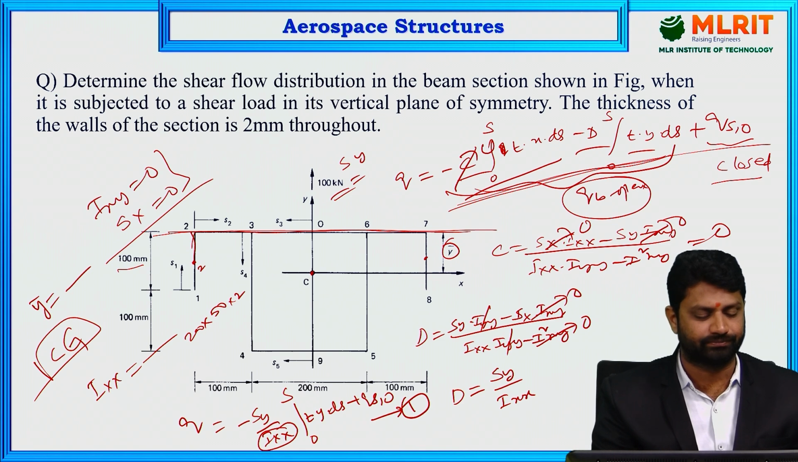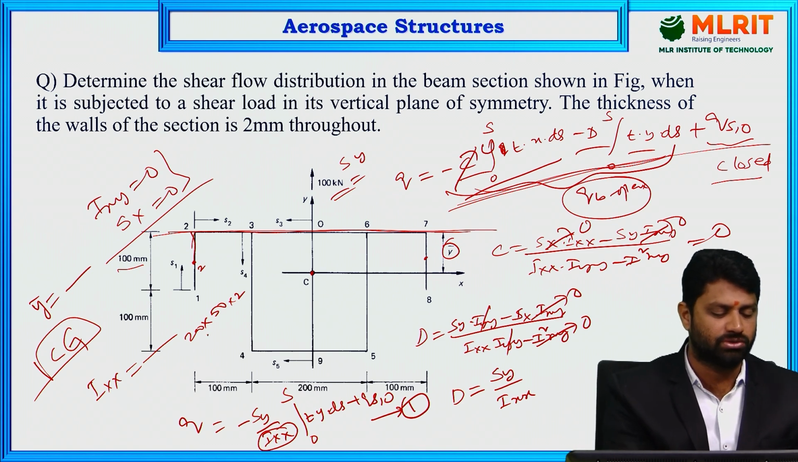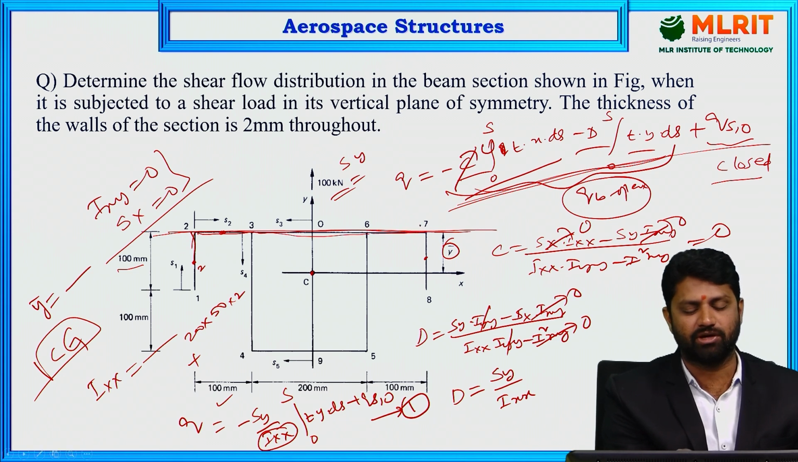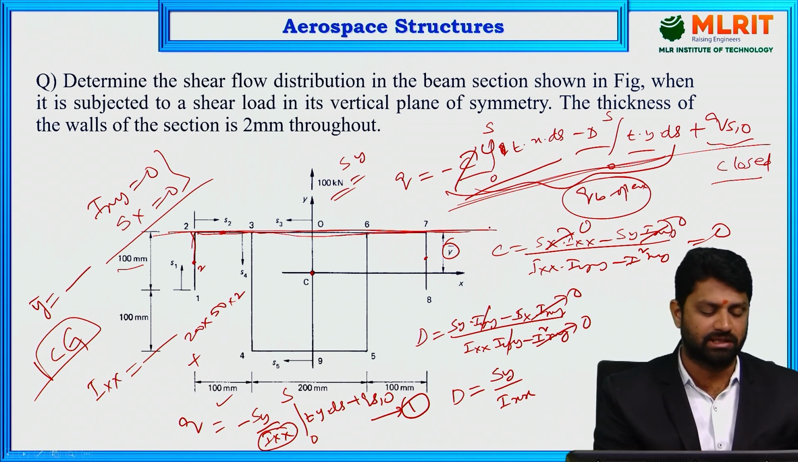Okay, so 100 into 2 is 50, and like that you got 2 cells. Similarly the next one, 2 3: its length is 100 and thickness is 2, so you are going to get area 100 into 2, that is 200, and its y distance is 0. So no need to consider 2 3, 3 6, 6 7, because its y distance is coinciding with the reference axis.